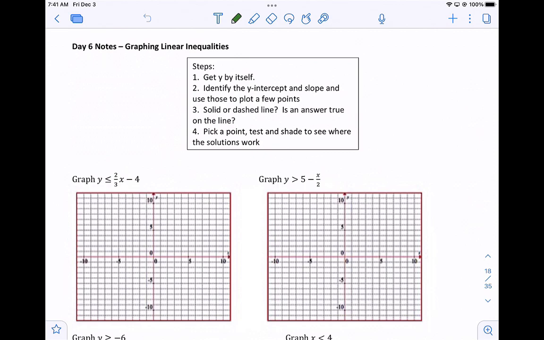We'll look at what inequality is being used, and depending on that, we'll use a solid or dashed line. And then we'll pick a point, test, and shade to see, all right, where are all the answers? Are they going to be above or below the line? So let's take a look at the first example.